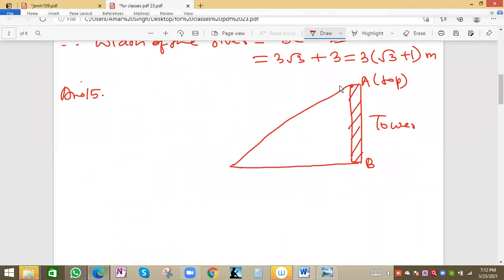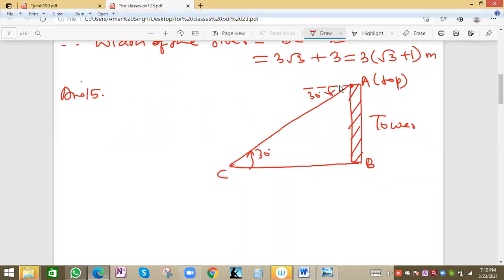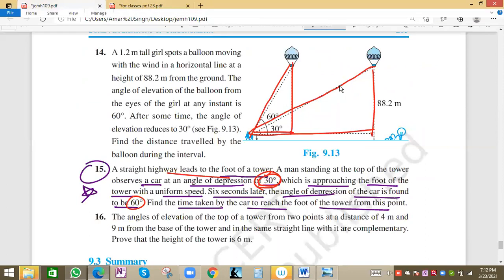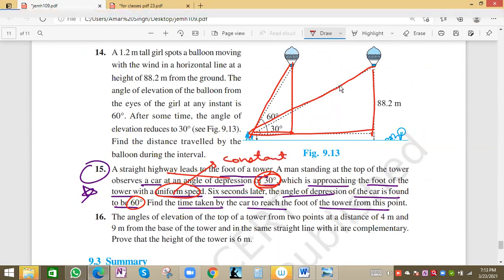With the help of a scale, you can draw. This will be C. The depression means from the horizontal, this will be 30 degrees, and from here it will be 30 degrees, and after a time of 6 seconds, uniform speed. Uniform speed means constant speed, the same speed. Six seconds later, the angle of depression of the same car changes to 60 degrees.